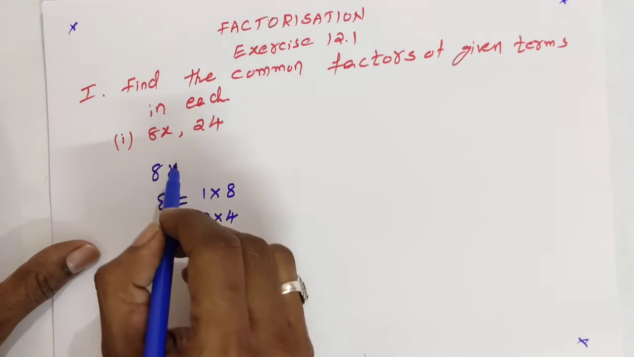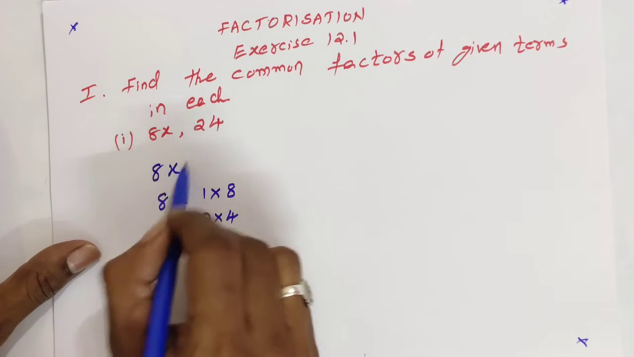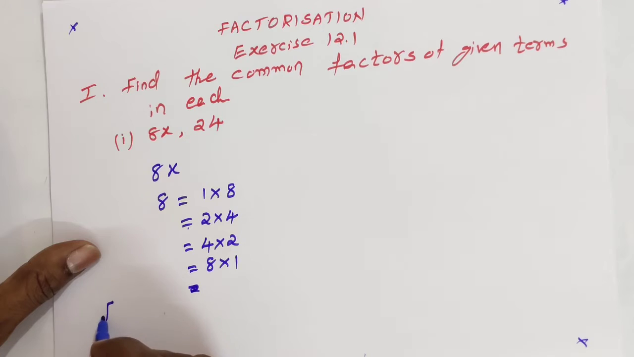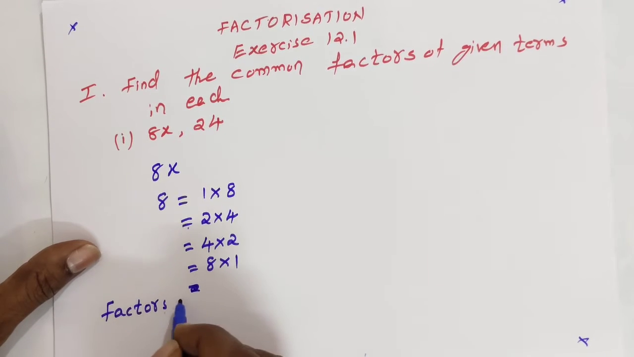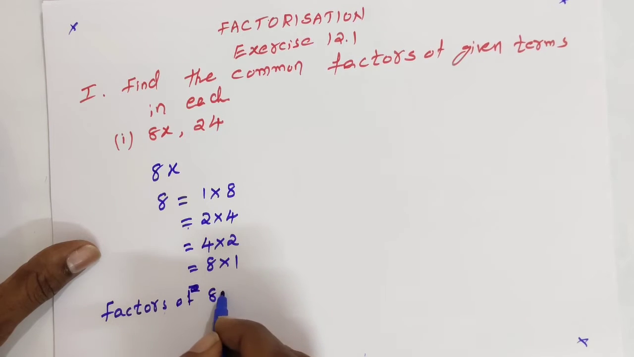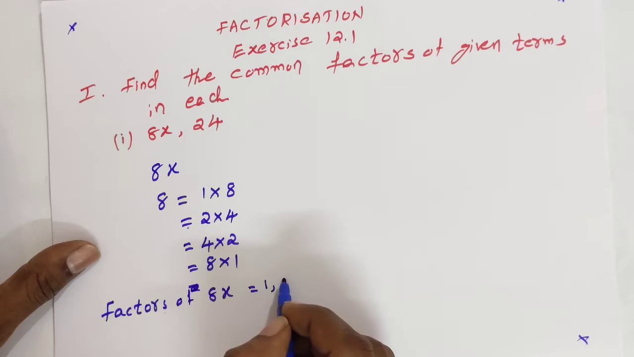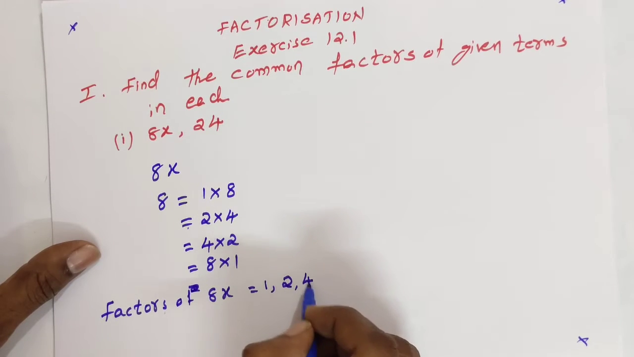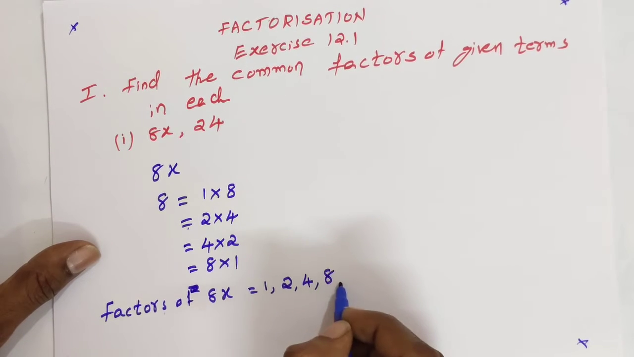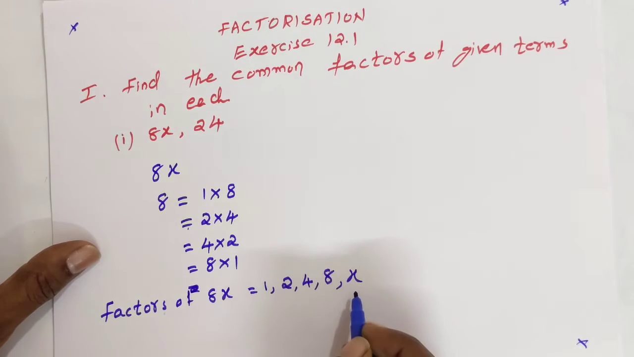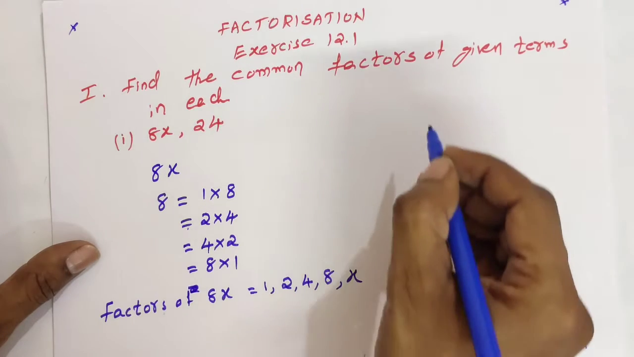So actually we have here 8x, so all the factors of 8x, or simply you can write, 1, 2, 4, 8 and x. Now 24.